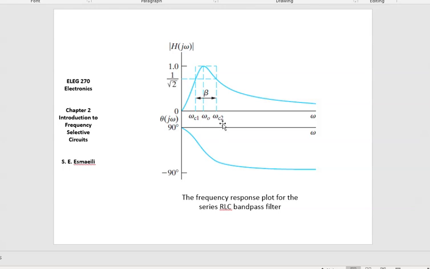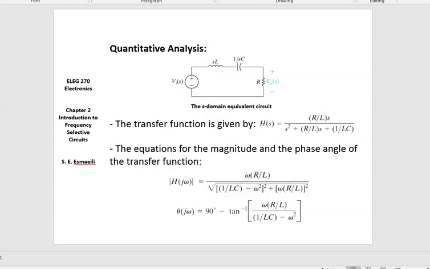Why? Because omega C2 will be omega naught plus half of the bandwidth. Omega C1 will be omega naught minus half of the bandwidth. As simple as that.